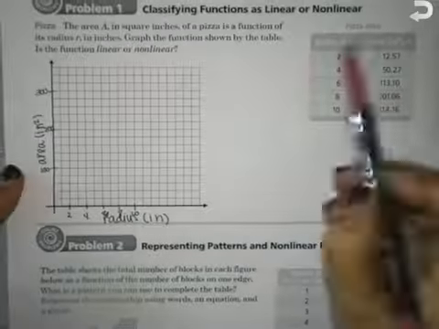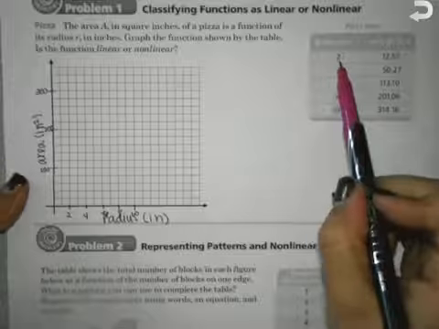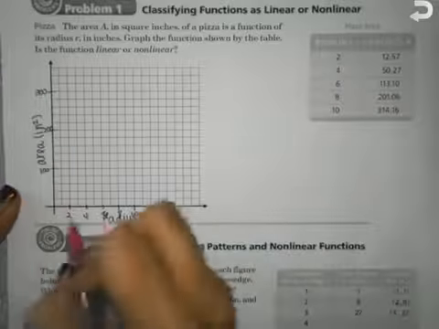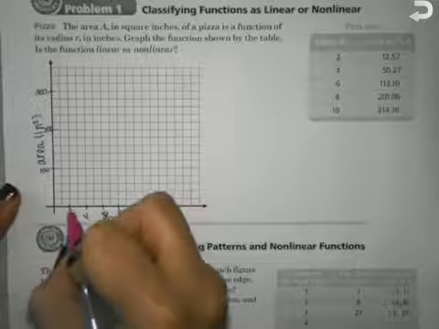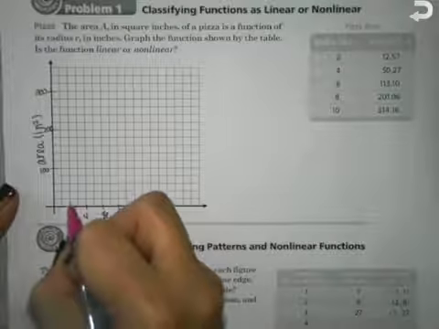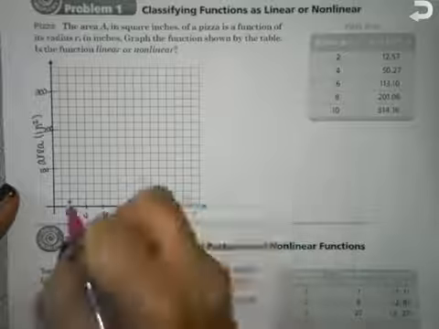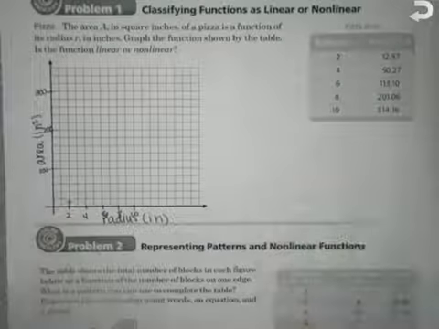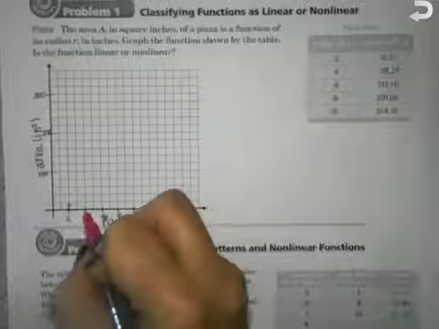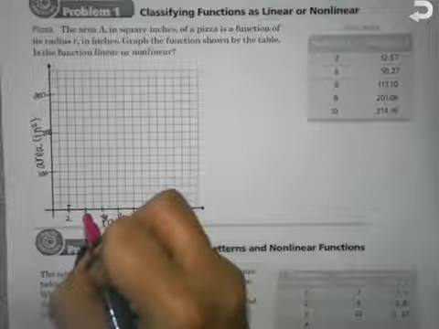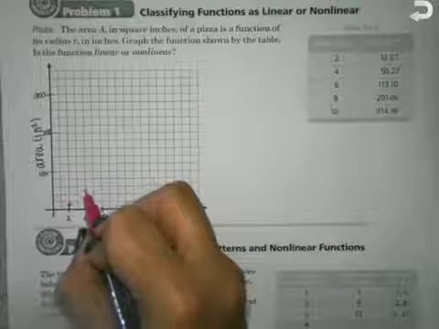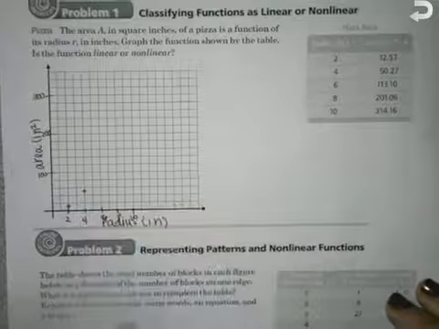Okay, so according to the table, if my radius is 2, the area is 12.57. So here's 2. Remember, the first line is 20, so 12 is going to be somewhere right here, kind of in the middle. When my radius is 4, the area is 50.27. So here is 20, here is 40, and then 50 is going to be somewhere in between 40 and 60.